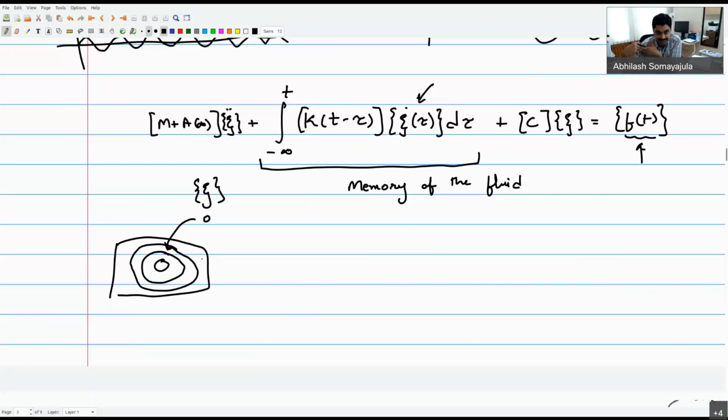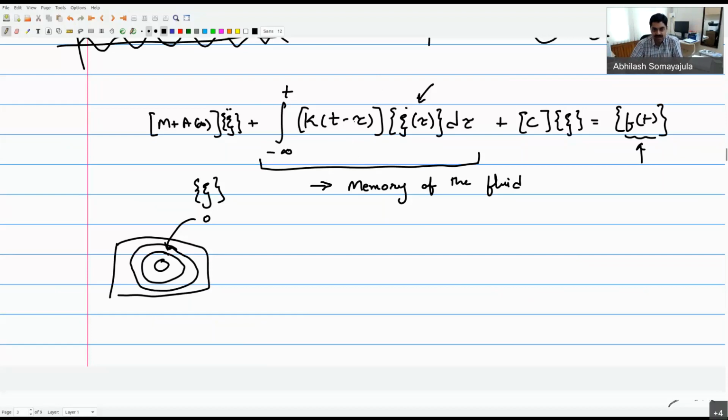Correct? Even after the pebble has sunk down, we still see those waves come back out. So there is some memory which the fluid remembers of what happened in the past, and because of which there is an energy transformation carrying those waves to the shore. That effect in the time domain would be written in this form.